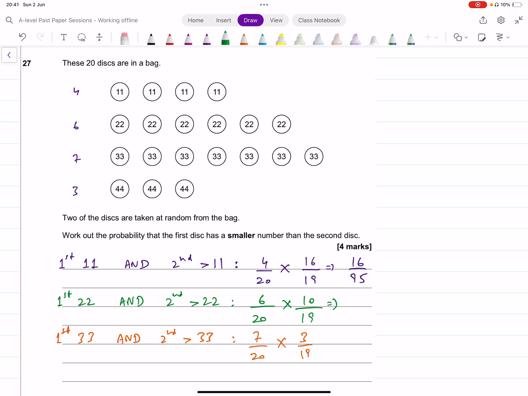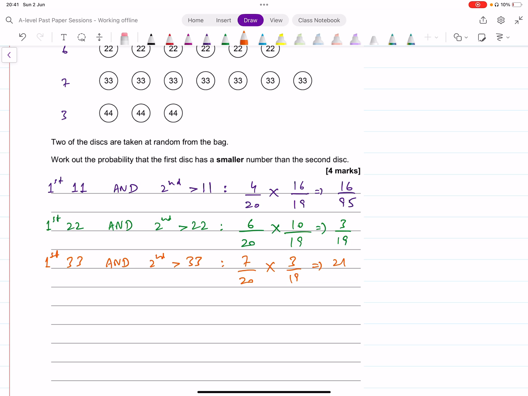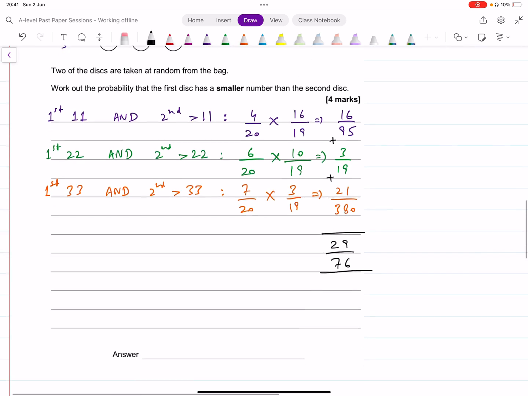And the second one is 3 out of 19. And then the last one is 21 out of 380. Now it could be any one of these 3 cases. So what we do is we add them up. We say it's either the first one or the second one or the third one. We add those cases, and that gives us the final probability. And that is giving me 29 out of 76. And that's the final result that we get from this.